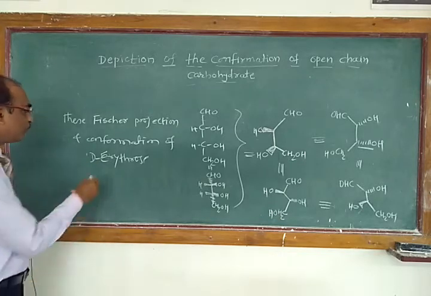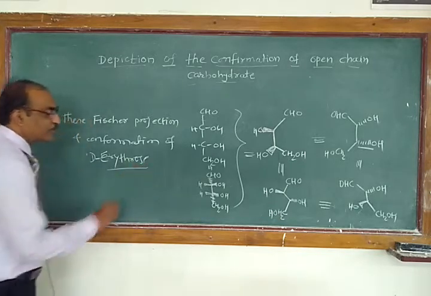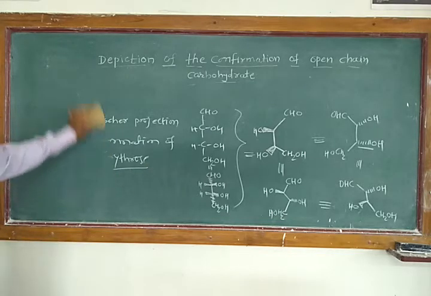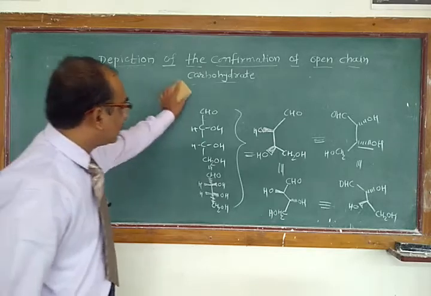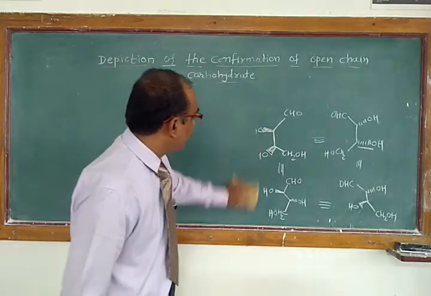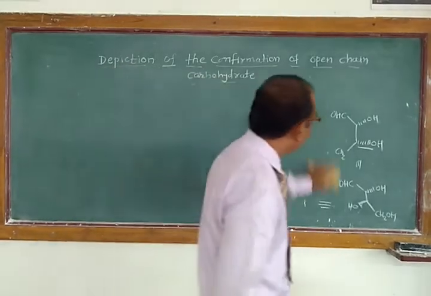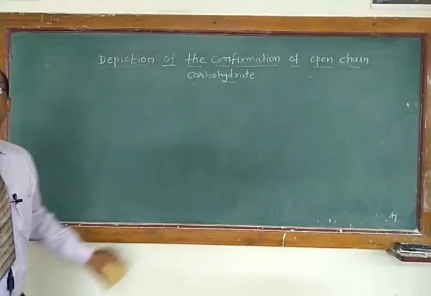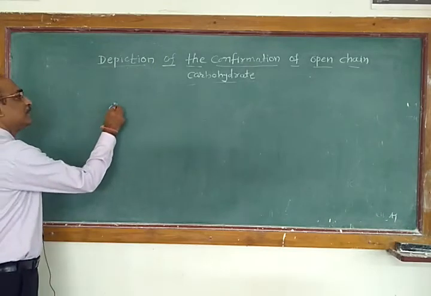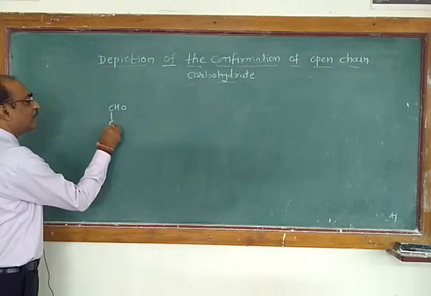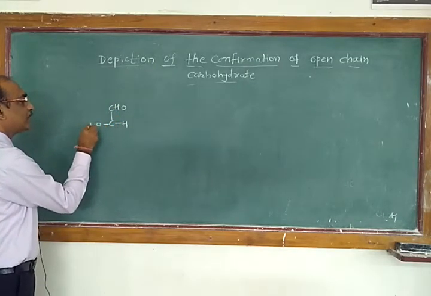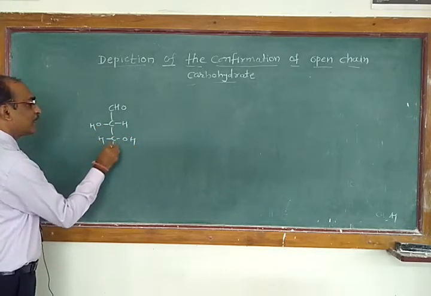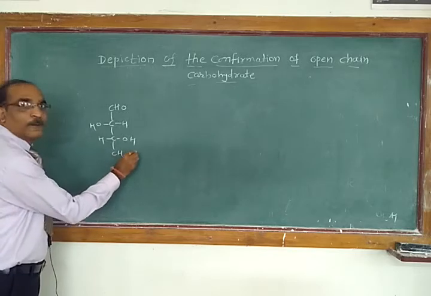Then we are going to D-threose. So what will be the case that we are going to study here? Write down the D-threose structure if you know. If you don't know, we'll write here. The D-threose structure is written CHO. Only the difference is: here is H, OH here, H, OH this side, and CH2OH.